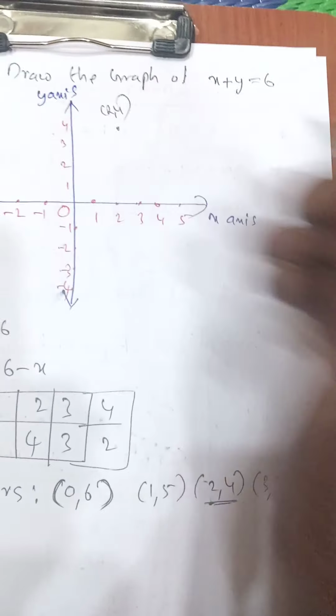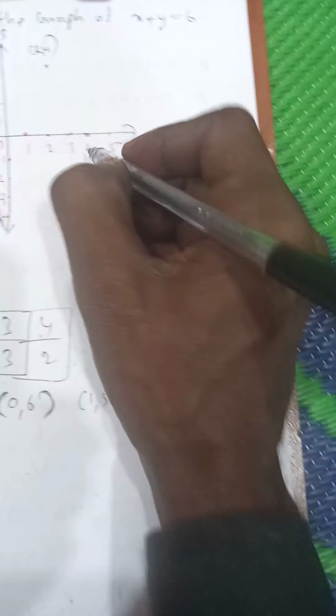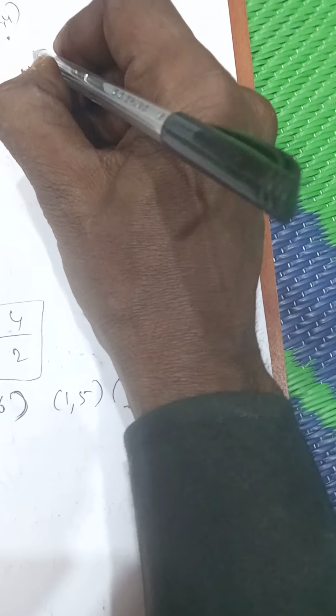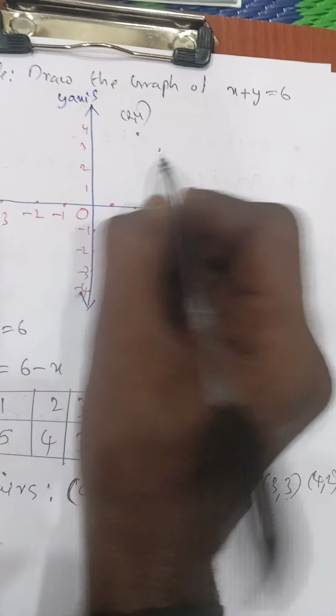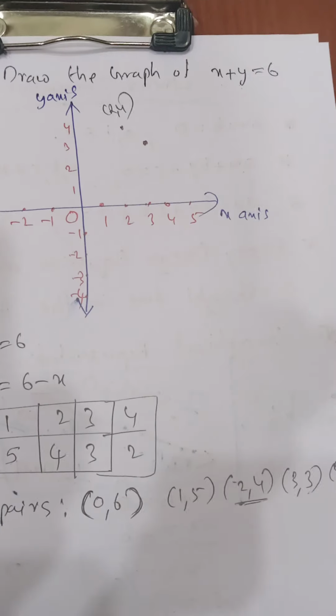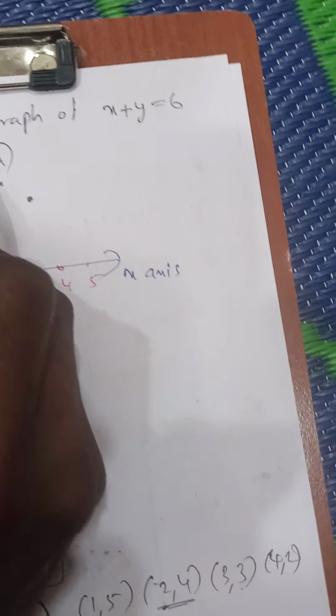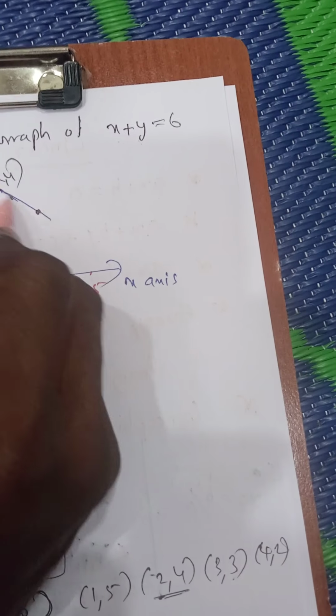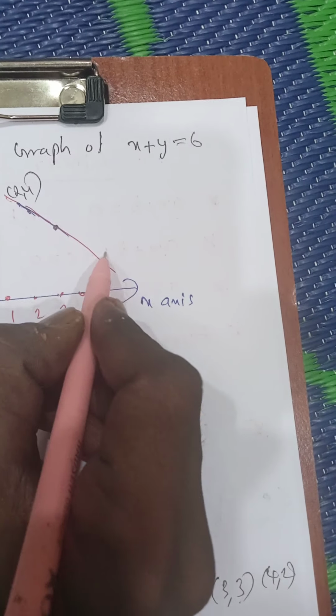This is (2, 4) only, and x is 3, y is 3. The x coordinate is 3 and the y coordinate is 3. So we got the 2 points. If you know the 2 points in the plane, by joining them you will get one line. Once you check it clearly, this is the line that will come if I join them.